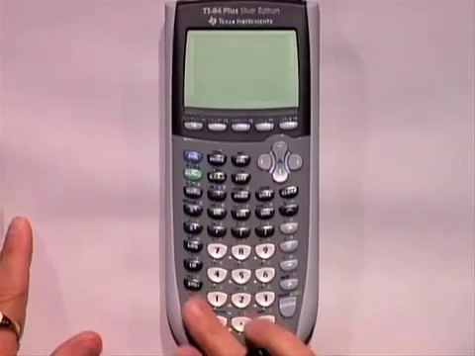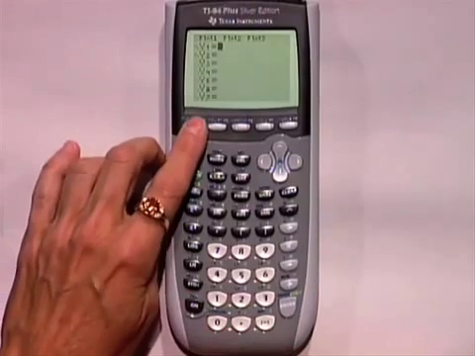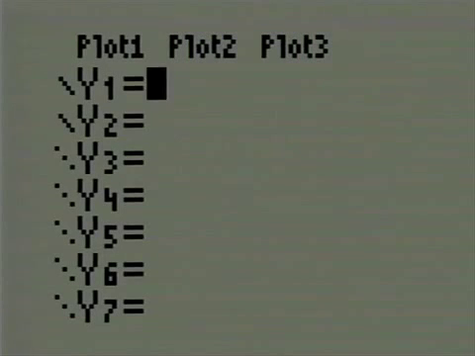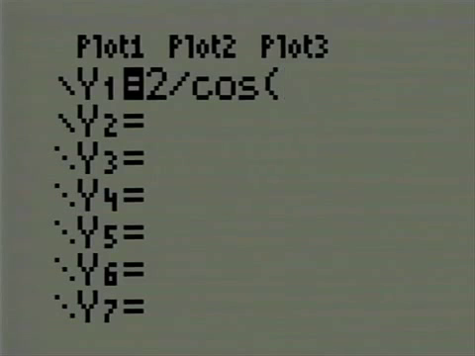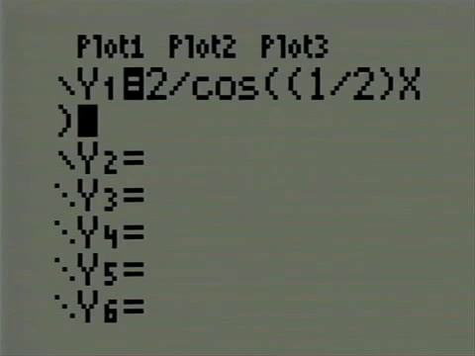Now's a good time to check a graph on a graphing calculator. Let's check the one we just did. So we'll go to our graphing calculator, we'll go to y equals, and I want to enter 2 secant of 1/2 x. Now there's no secant button, so what I enter is 2 divided by the cosine. Now I want to put in 1/2, so parentheses 1 divided by 2, close parentheses, then x, then close for the cosine.